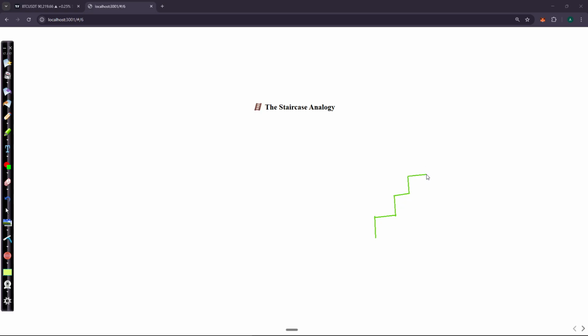And you can see here, the general trend of the market is up. And if I draw the staircase on the opposite side, you can see the general trend of the market is down.